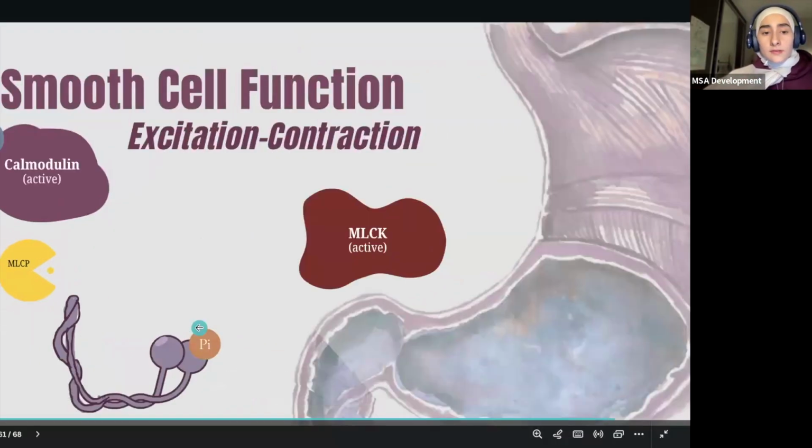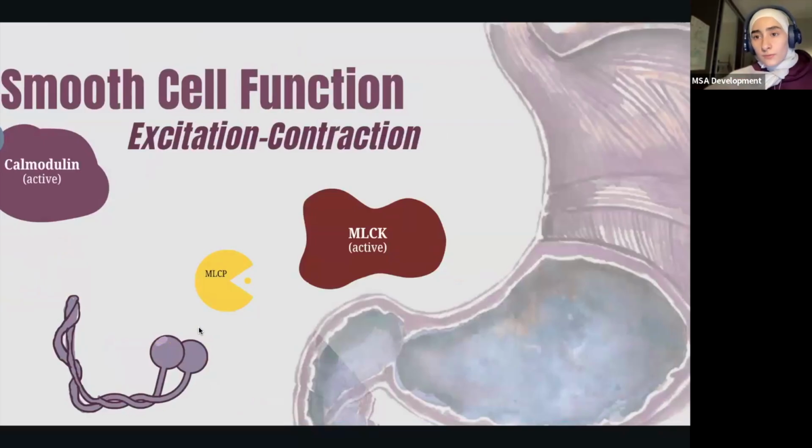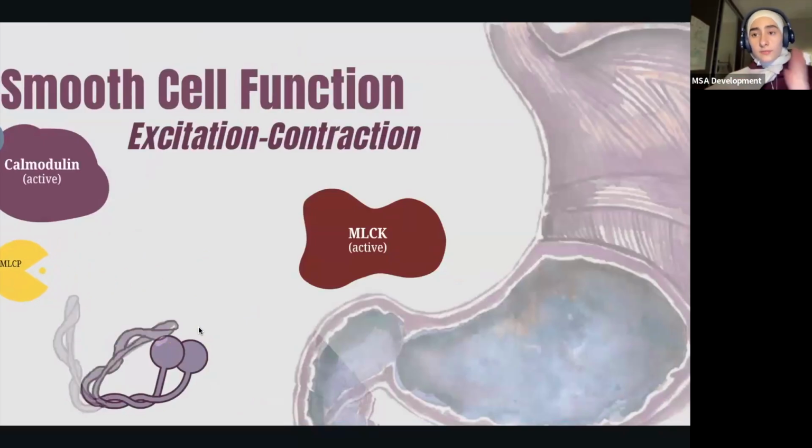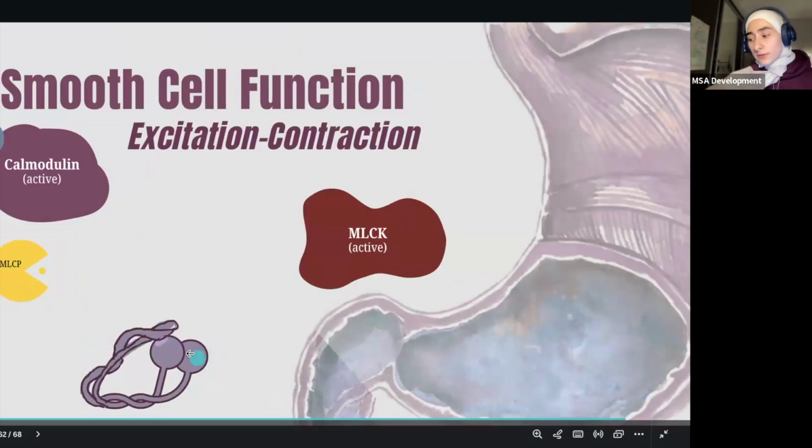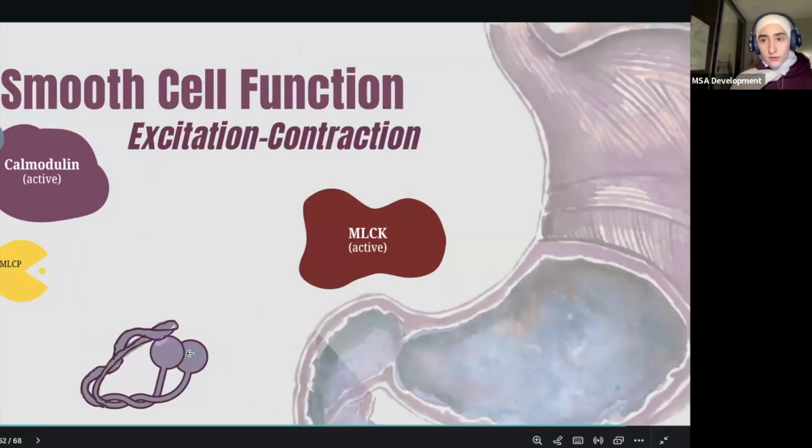Once you remove the phosphate, what's going to happen? You're going to get the exact same conformational change, and you're going to cover the binding spot, which means you cannot form another connection. So all in all, your MLCK is going to allow the binding of myosin to actin. Your MLCP is going to prevent that.